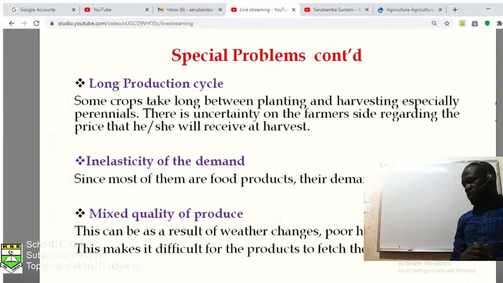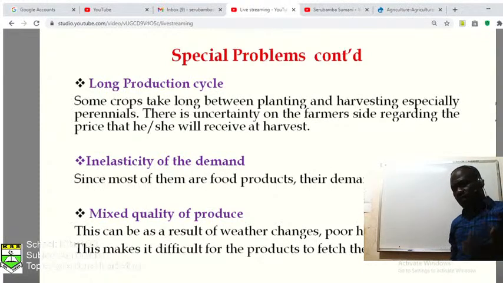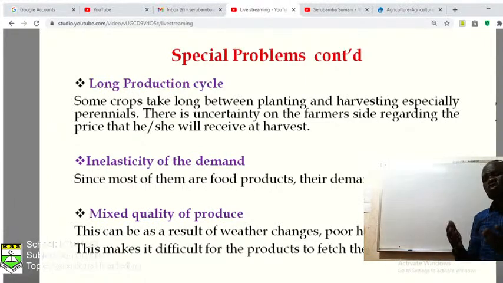Then, if you can see on our next slide, the other problem with marketing of these agricultural products is that they have a long production cycle. Some of what you market or what you sell take long before we get them. For example, the perennial crops, the bananas, about 2 years, pineapples, about 2 years. You plant, you have to wait for 2 years. And within this period, many things happen. Prices can go up, prices can drop. So a lot of things happen between the time you plant and the time you harvest. Now, assuming I've planted a perennial crop today, which I'm supposed to harvest after 2 years, it is very hard for me to guess the price or to estimate the price at which I will sell that product after 2 years, because 2 years is a long time.